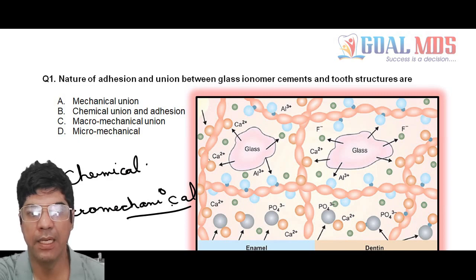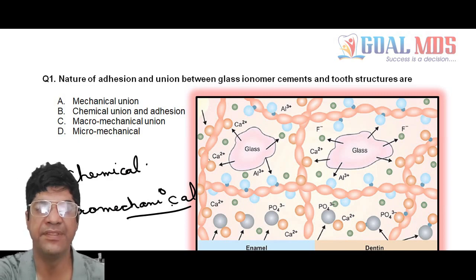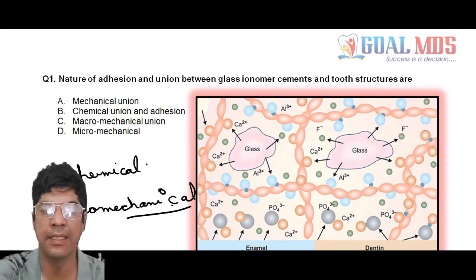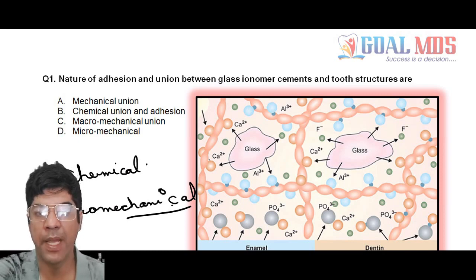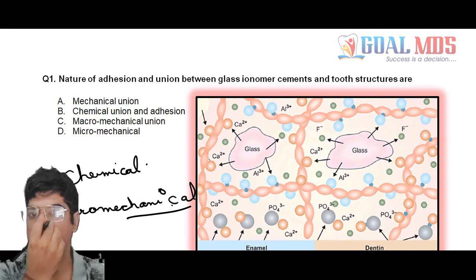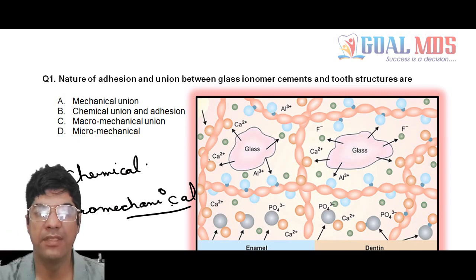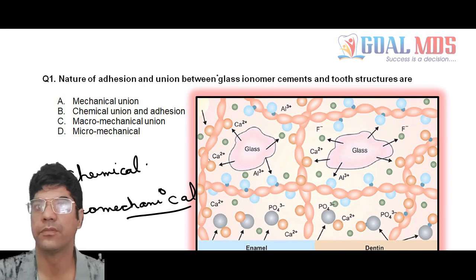The macromechanical union involves the physical interaction between the two materials, like the mechanical undercuts or macro retention. The micromechanical union involves very small scale interaction like micropores and irregularities in the tooth surface that provide retention through interlocking. So answer is B.